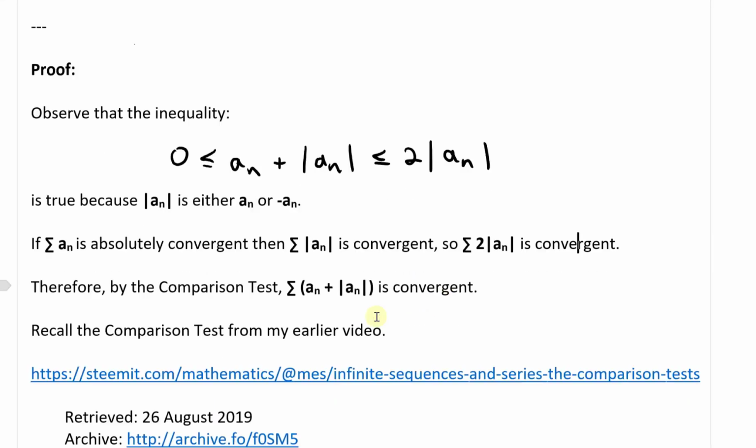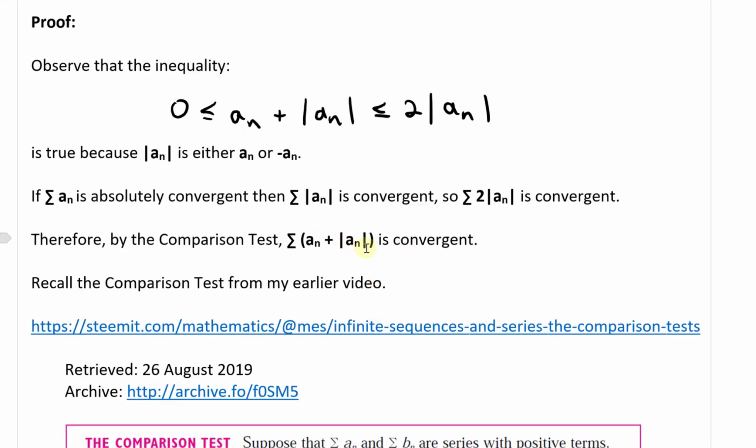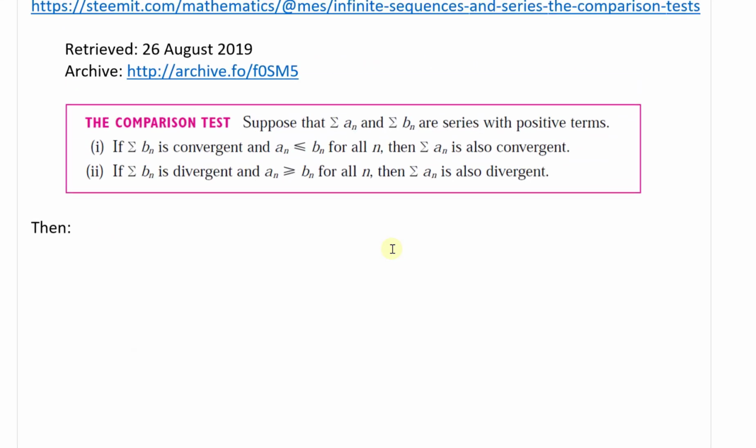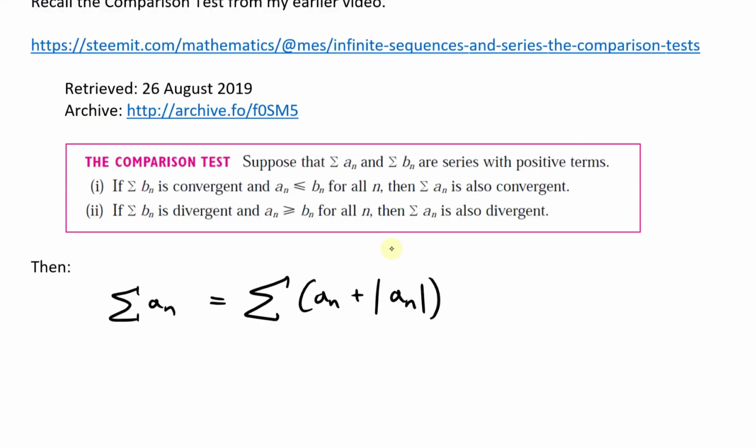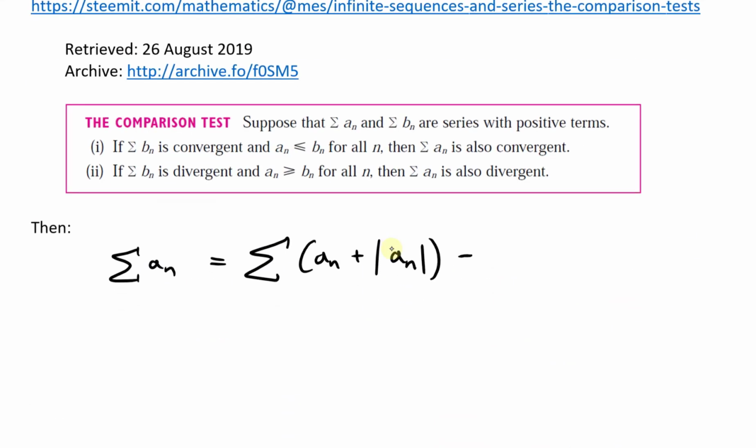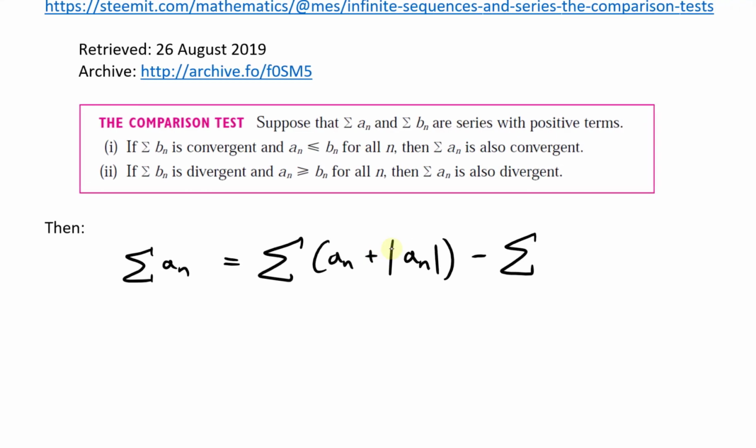That's also going to be convergent. So the series, by the comparison test, the sum of an plus the absolute value of an is convergent. So then the series an is just a difference between these two. In other words, the series an equals the summation of an plus absolute value of an, minus the summation of the absolute value of an, so that these two terms cancel. All we're left with is an.